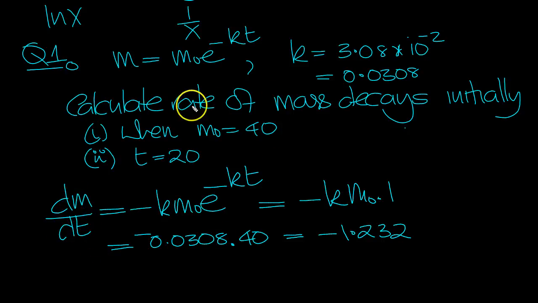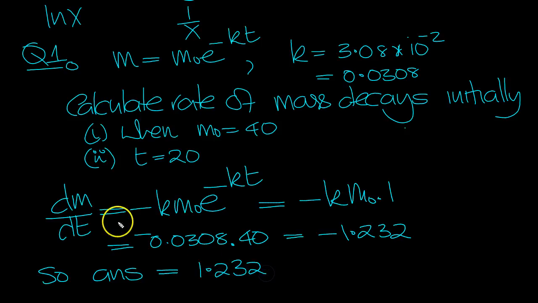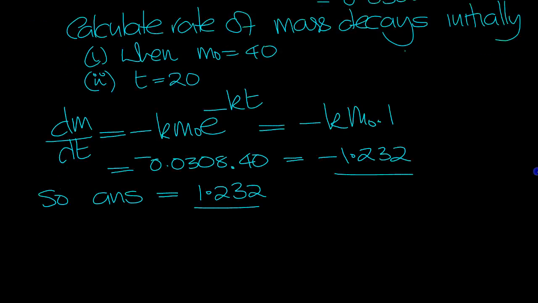We're asked to find the rate of decay. Because this is negative, we can just drop the negative, so it's 1.232. So dm/dt is the rate of mass increasing, but the question says what is the rate of mass decaying? So the rate of mass increasing is negative, which is the same as saying the rate of mass decreasing is positive. And that's what they actually asked for, so we drop the negative. And then when t is 20, okay, let's put that in then.